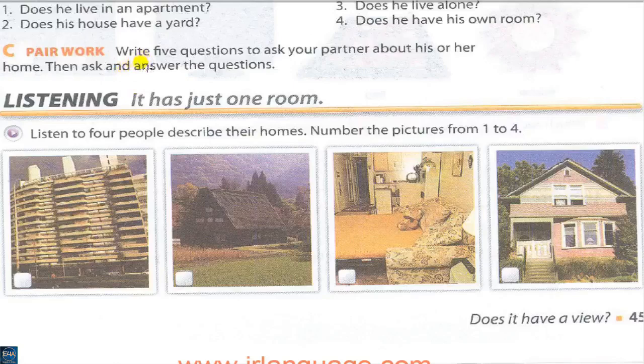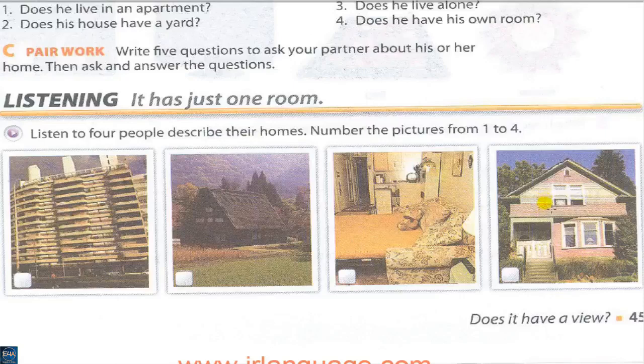Page 45, exercise 4, listening. It has just one room. Listen to 4 people describe their homes. Number the pictures from 1 to 4. 1. My family lives on the first floor of a house. Another family lives on the second floor. The people on the second floor are nice, but they're not very quiet.